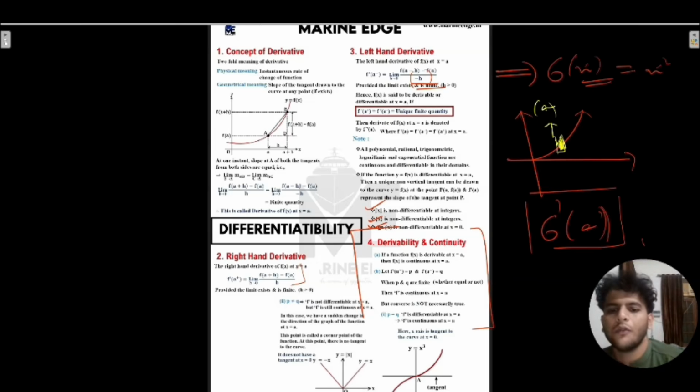You cannot just say it arbitrarily that this given function is differentiable also. Yes. So now we'll move forward.